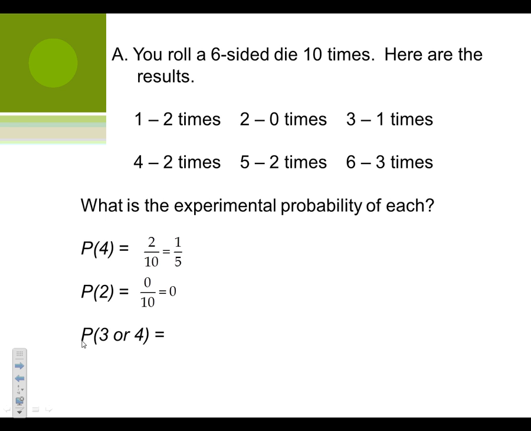And if we said the probability of a 3 or a 4, then you're going to go to the 3 and the 4 and you would combine those. So that's a total of 3 out of the 10 that you have. So your answer would be 3/10.